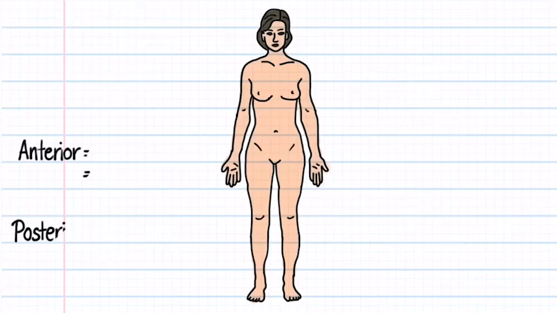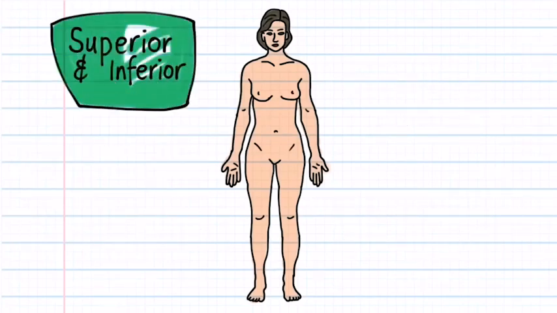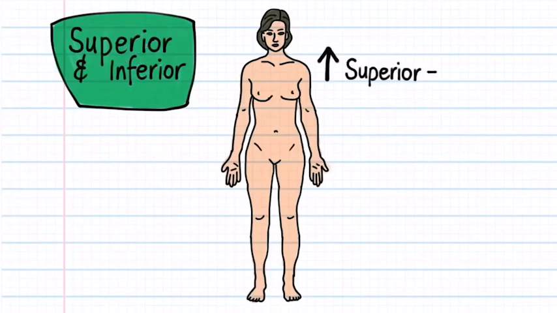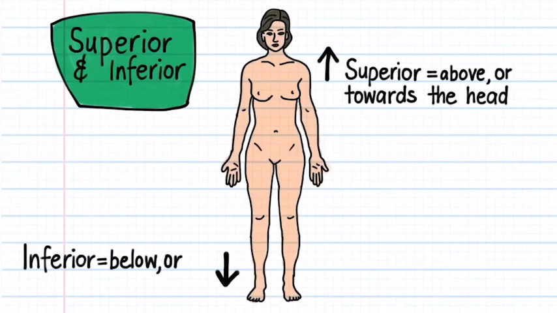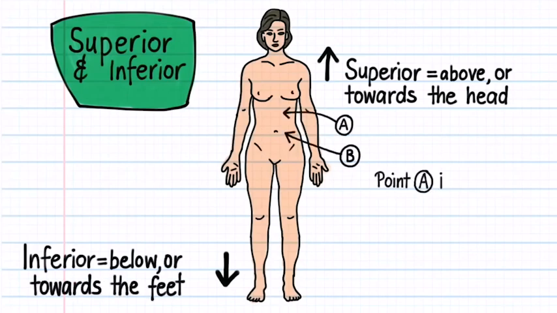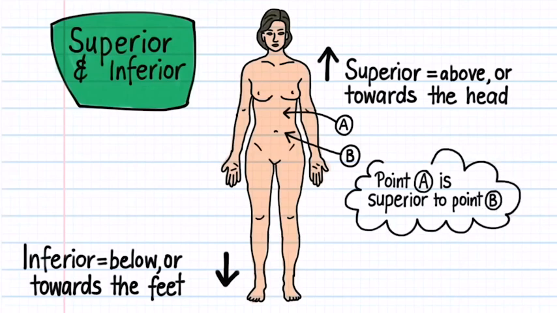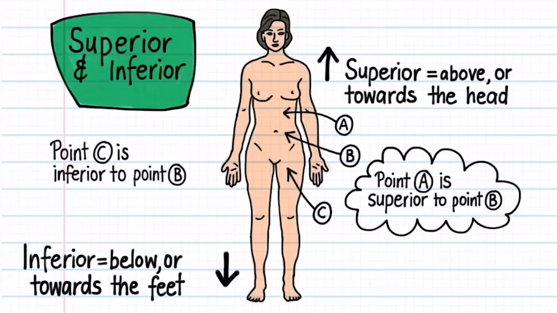Next are the terms superior and inferior. Superior means above or towards the head. Inferior means below or towards the feet. For example, on this drawing, point A is superior to point B. However, point C is inferior to point B.